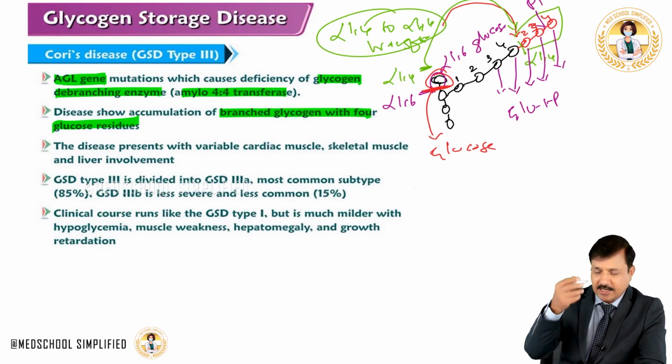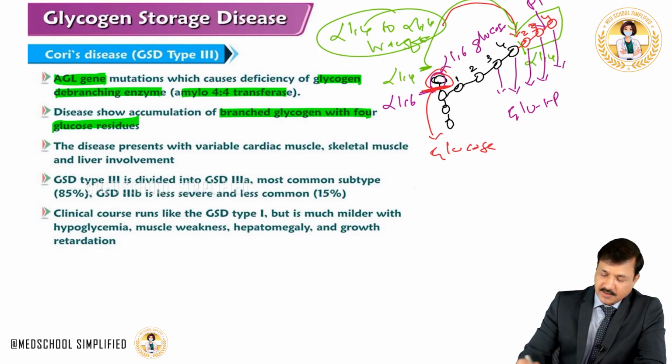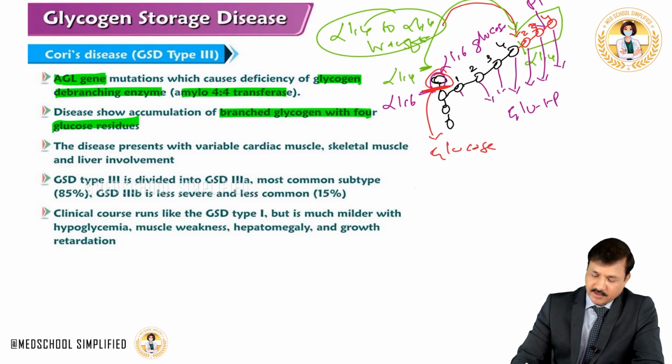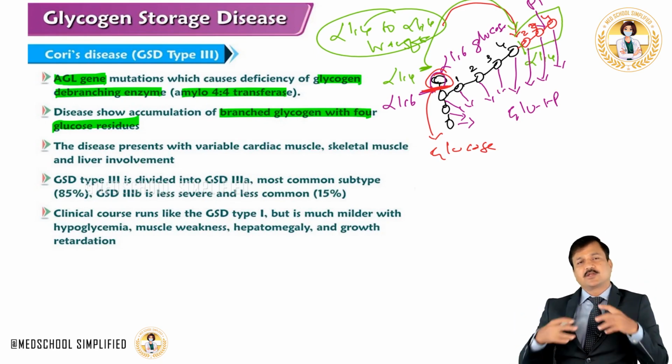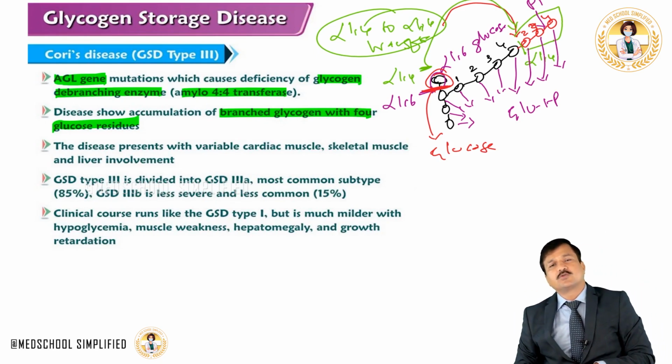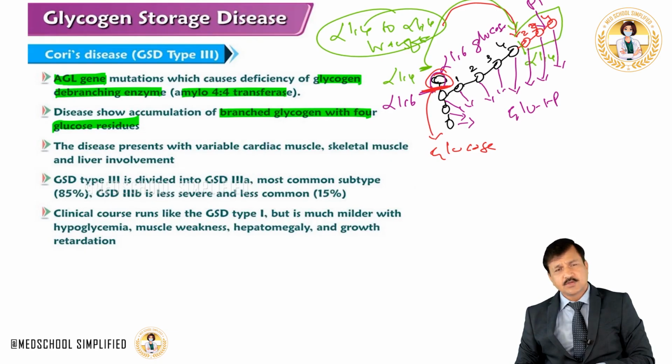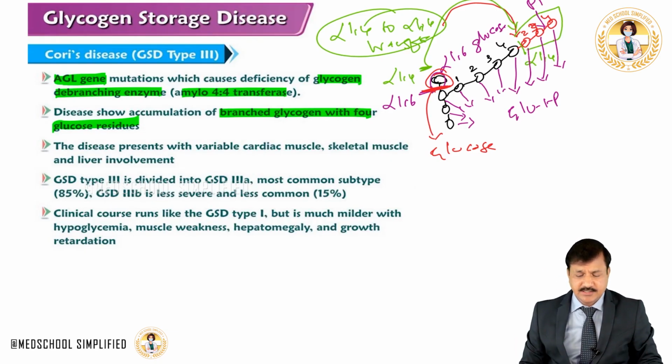Now the glycogen phosphorylase continues to degrade these glucose molecules, releasing them as glucose 1-phosphate, and it continues. If there are no branch points, all these molecules are released as glucose 1-phosphate. So this is how glycogen degradation is going on.